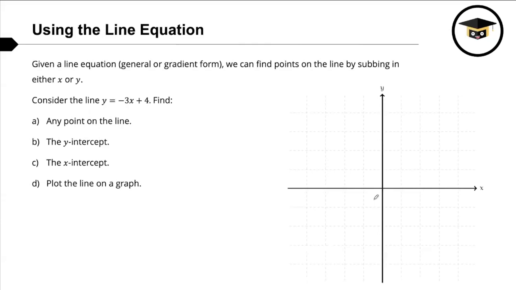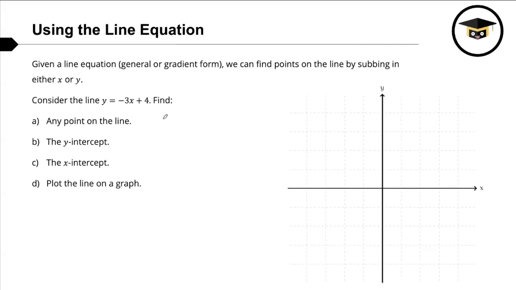So using the line equation, given a line equation, general or gradient form, we can find points on the line by subbing in either x or y. So let's consider the line y equals negative 3x plus 4. Find, number one, any point on the line. So if asked for any point on the line, you can sub in any x value or any y value you want, and you'll get the coordinates.